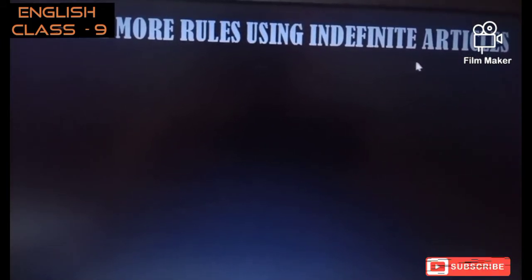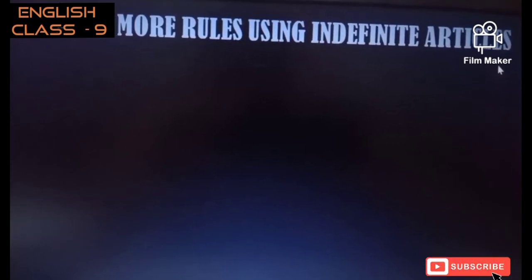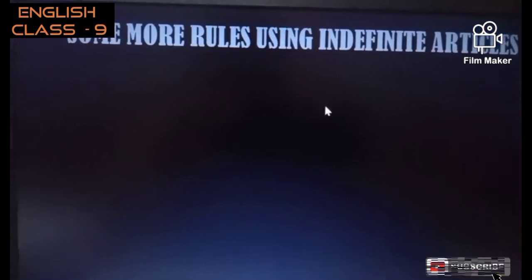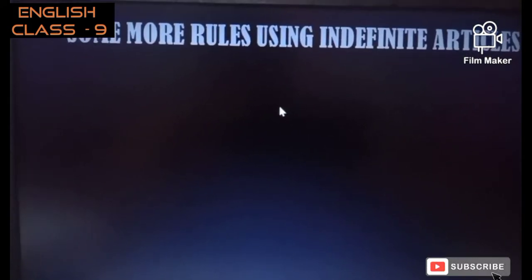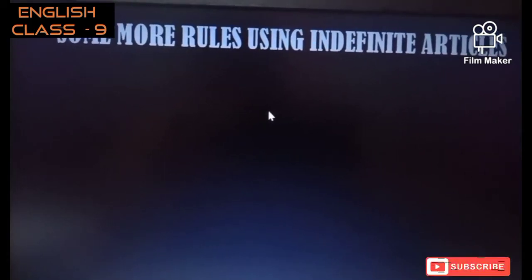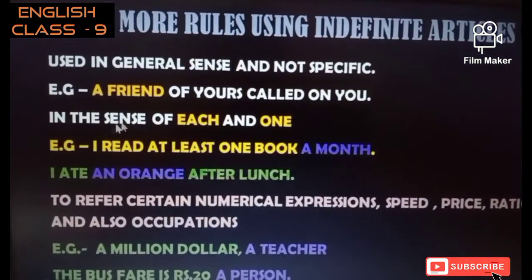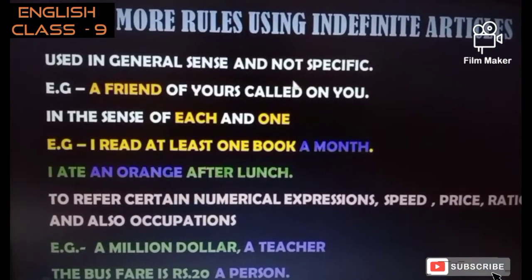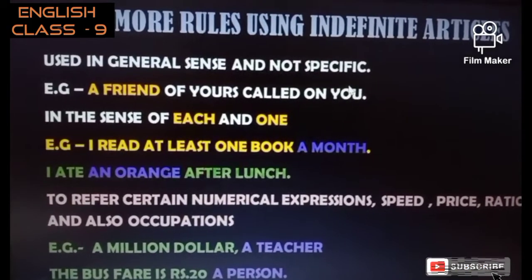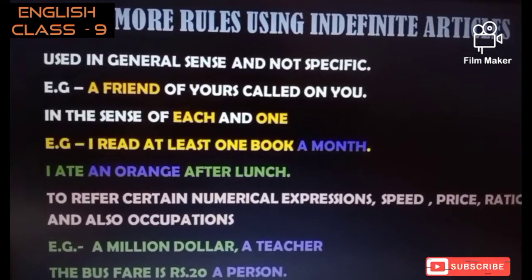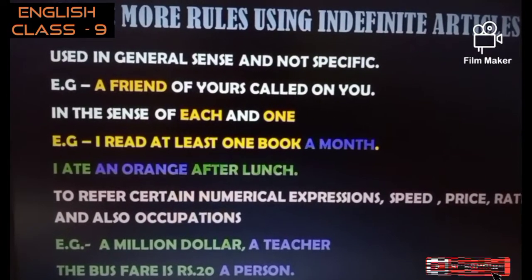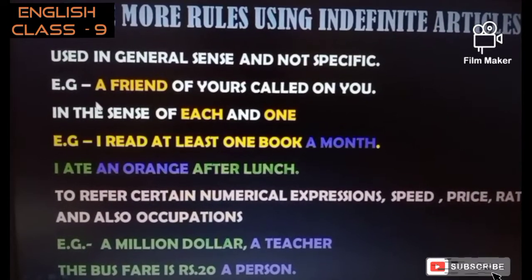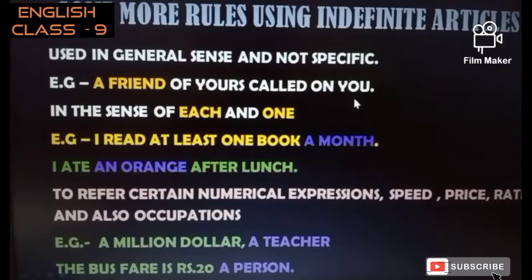Some more rules using indefinite articles. So first we'll discuss the indefinite articles, that is a or an, and their examples and how we can use them in some other cases. Look at some other usages. First one, these articles are used in the general sense and not the specific ones. Whenever we want to refer to a general sense, some common categories, or first-time mentioned nouns, we can use indefinite articles. For example, a friend of yours called on you.